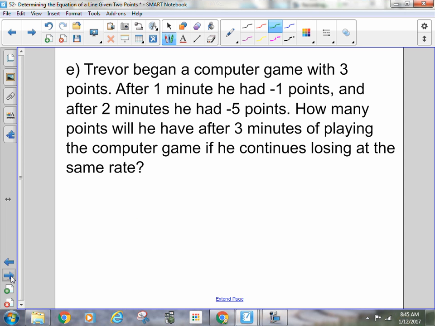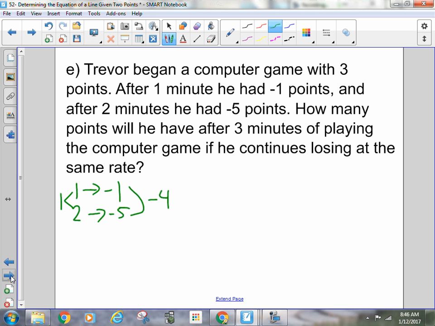All right, Trevor began a computer game with 3 points. After 1 minute, he had negative 1 points. After 2 minutes, he had negative 5 points. How many points will he have after 3 minutes of playing the computer game if he loses at the same rate? So at 1 minute, he had negative 1 point. At 2 minutes, he had negative 5 points. So what's his rate? Well, for every 1 minute, he is losing another 4 points.